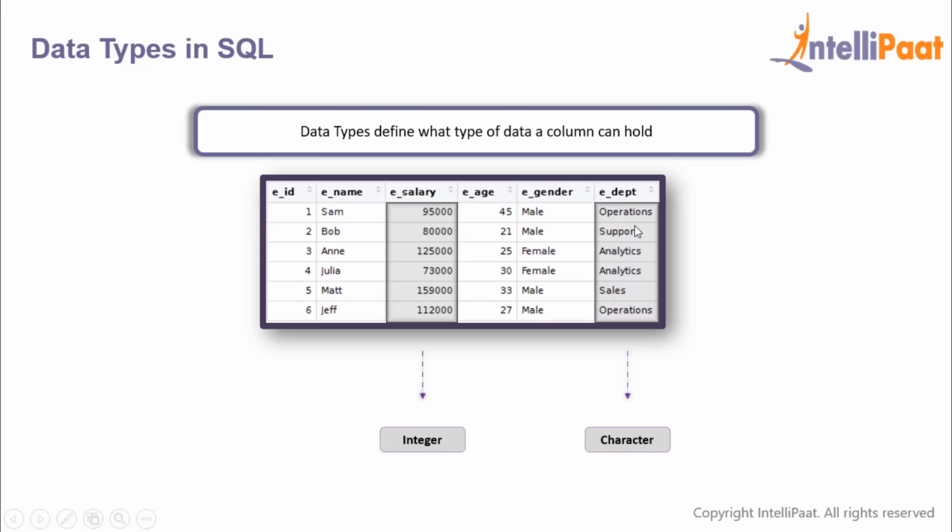Data types in SQL. A data type basically defines the kind of data that will go into a particular column. It needs to be kept in mind that all the entries of one particular column would have the same data type. Let's take this e-salary column, for example. We see that the first entry is of integer type, the second entry is also of integer type. Similarly, all the entries of this e-salary column are of integer type. Now let's take this department column. Here we see that all the entries of this particular column are of character type.